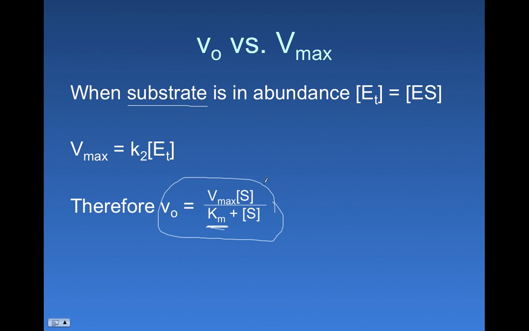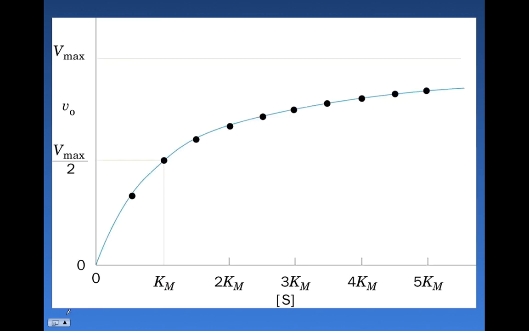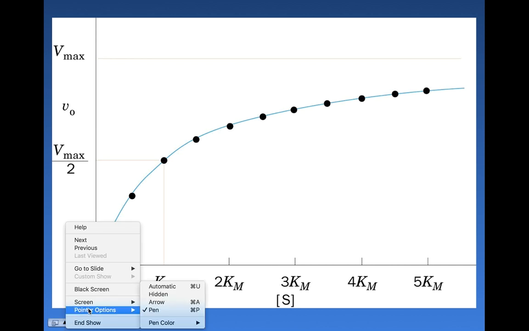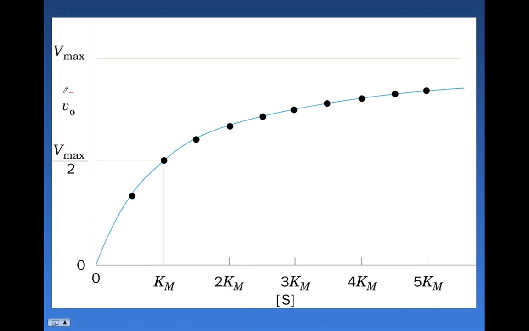Well, the first thing we're going to do is try to plot it. So we're going to plot V naught versus substrate concentration and see how the rate of this reaction changes as you change substrate. So here's the plot. The y-axis is our V naught, our initial velocity. And the x-axis is substrate concentration.